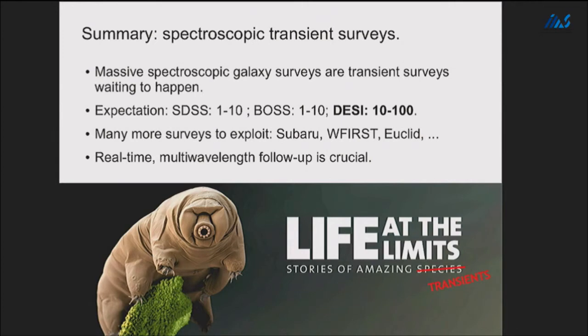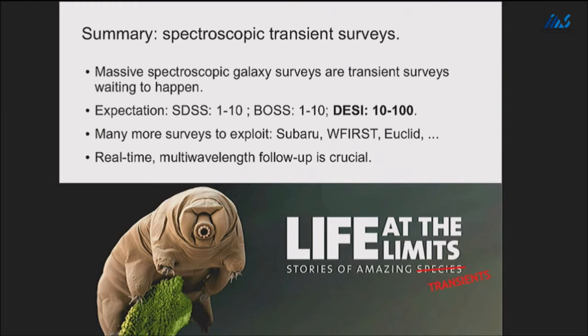which leads me to my final conclusions. First of all, you can turn any massive spectroscopic galaxy survey into a transient survey and do that for free. There's an expectation that we should find a very nice number of such objects, especially in DESI, but also in SDSS. And there are many more such surveys in the near and far future that we can exploit. However, real-time multi-wavelength follow-up will be crucial, which means that this will only really come to fruition in DESI, where this kind of survey will be done in real time.